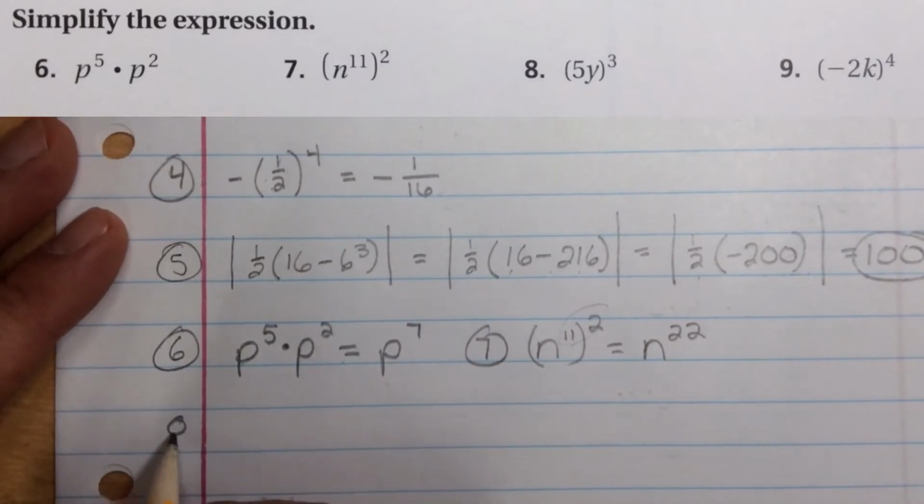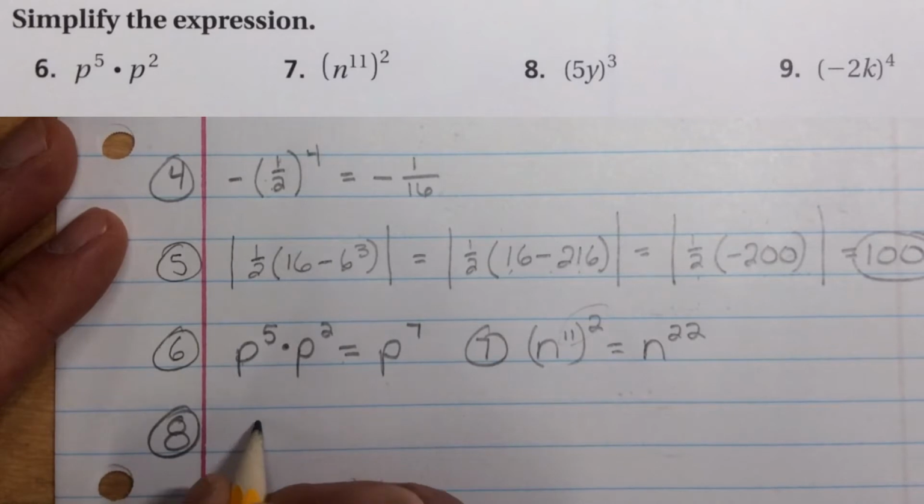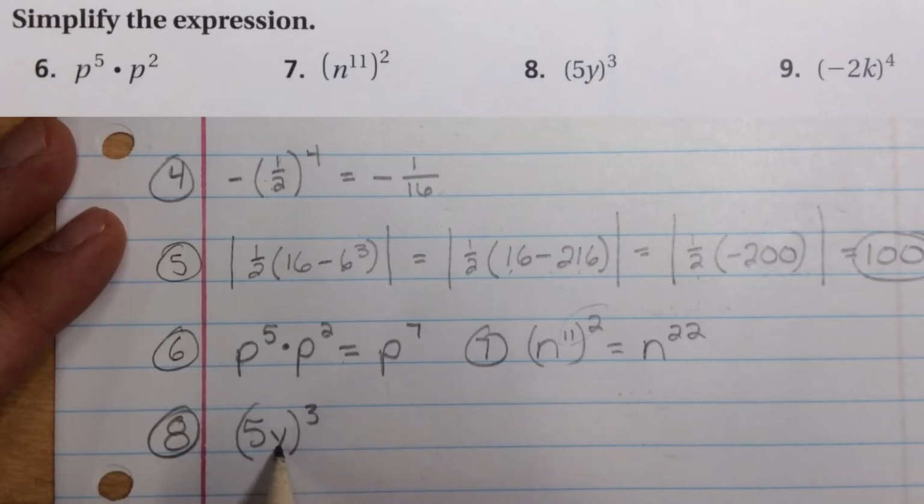For number 8, 5y in parentheses to the 3rd power. Well, now that 3rd power applies to each thing inside. So this is 5 to the 3rd power, y to the 3rd power. And 5 times 5 is 25, times 5 is 125. So this is 125y to the 3rd power.